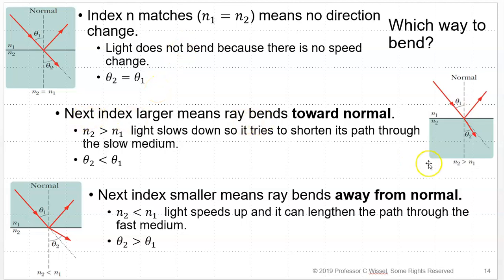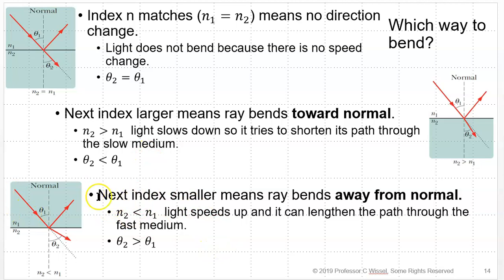In this case, if the index N2 is greater than N1, so the next index is larger, it's going to bend. The light will slow down in the second material, and then it will try to shorten its path, and it does that by bending toward the normal. In this case, theta 2 is less than theta 1. It's bent toward the normal. Remember, you're always measuring relative to the normal, not relative to the surface. Be very careful with that.